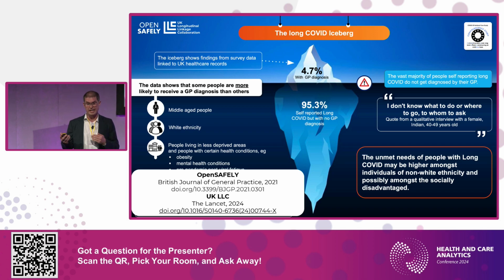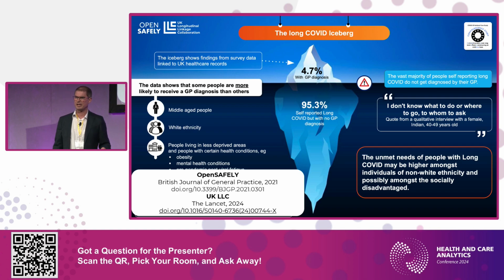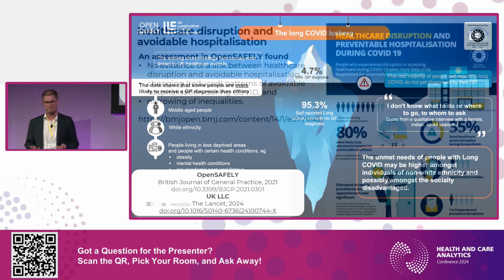So we were able to look at this in UKLLC using participants' self-identified long COVID symptoms and found that only 4.7% of those who self-identified as having long COVID had a GP diagnosis which reflected this. And those who had that diagnosis were more likely to be middle-aged, white, and living in less deprived areas. They're also more likely to have some pre-existing healthcare conditions. And that evidence as to the patterns of long COVID contributed to NICE thinking about incentivizing GPs to code and to provide clearer instructions for coding, and had very rapid impact that way.